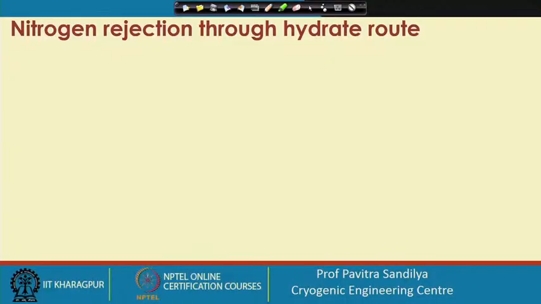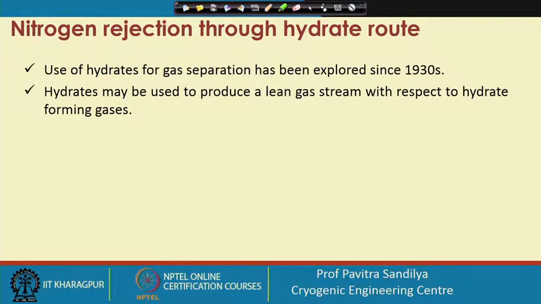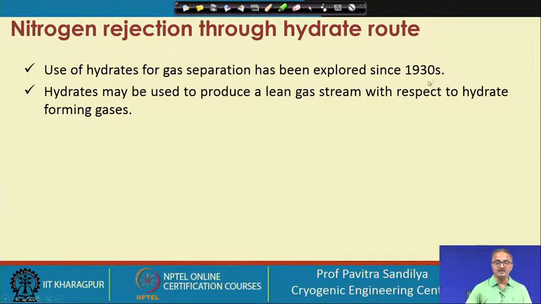Lastly, we come to another thing, which is nitrogen rejection by the hydrate route, and the use of hydrates has been done for separation since the 1930s. That is, it is not a very new process, and hydrates can be used to produce a lean gas stream with respect to hydrate forming gases. That means hydrate forming gases are many.